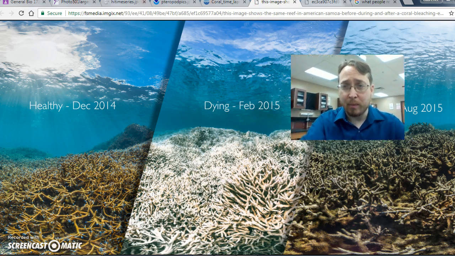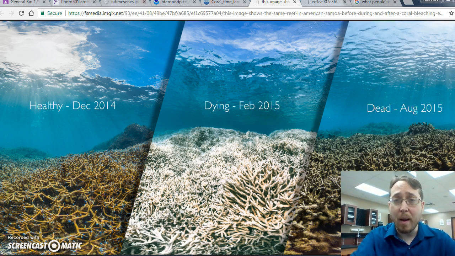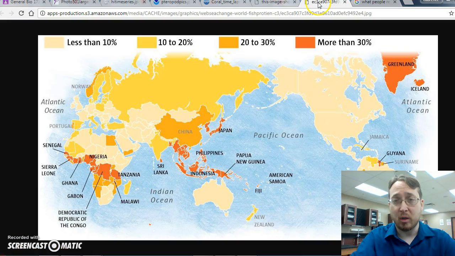Here is an example of a reef actually dying rather quickly over the course of a year. In December, it was a thriving, vibrant reef. In February, it started going through this crisis, and then by August of the following year, it was dead. It was not able to support life. This is a problem because 1 in 7 of sea life use coral reefs as habitats. So if the acidification is affecting the reefs, then that's a lot of sea creatures that are going to be affected, in addition to shelled organisms.